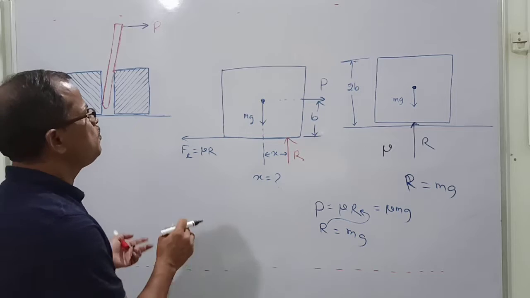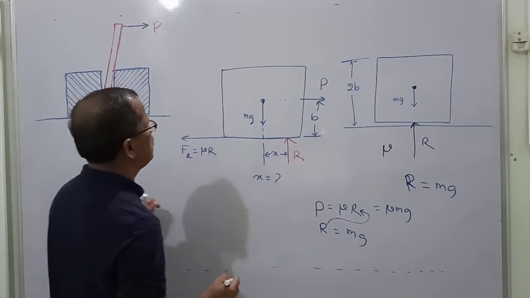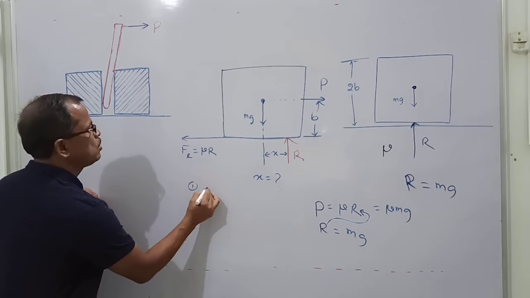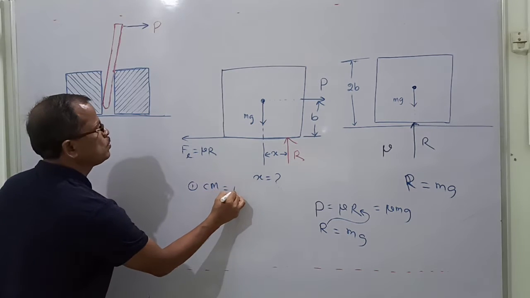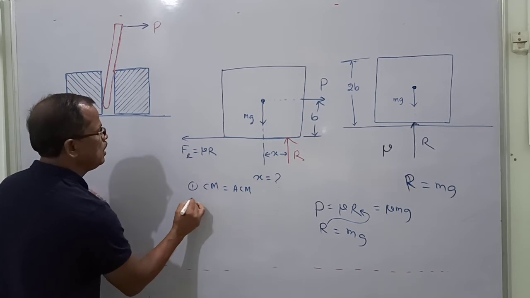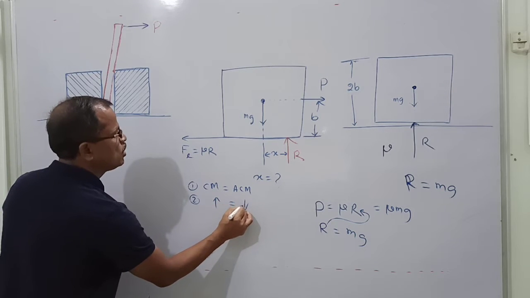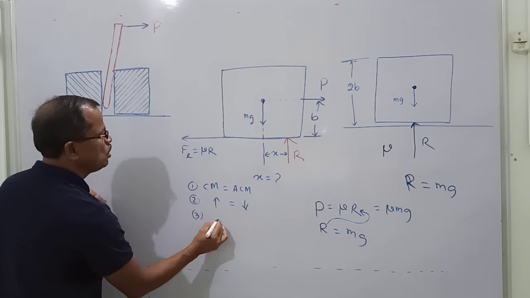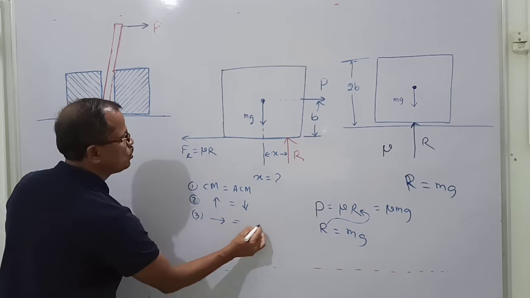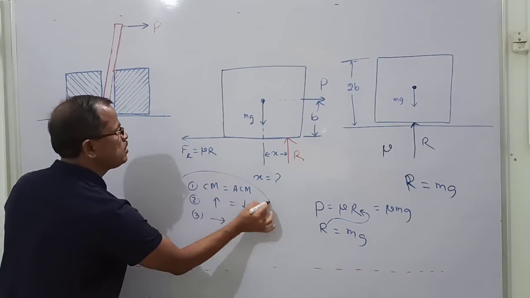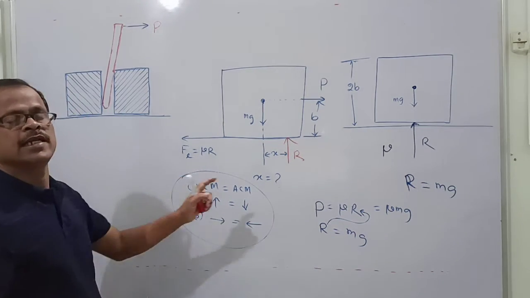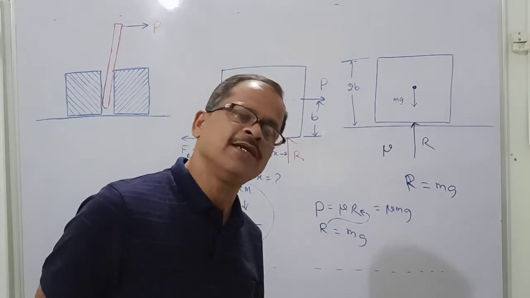Now the equilibrium criteria, there are three equilibrium criteria. One equilibrium criteria is clockwise moment is equal to anti-clockwise moment. Second is total upward force is equal to downward force. Third is total right hand side force is equal to left hand side force. If these three conditions are applied, then I can say the body is in equilibrium.